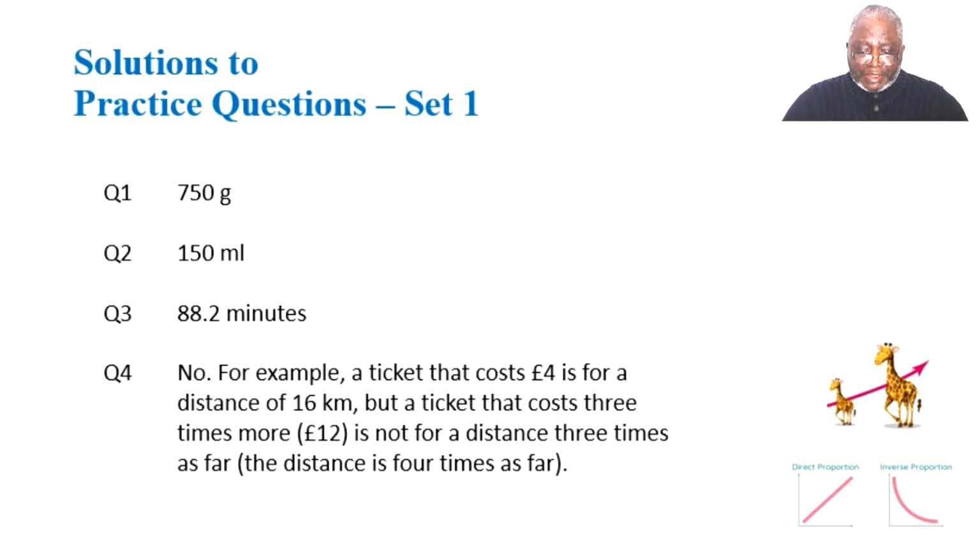For example, a ticket that costs £4 is for a distance of 16 kilometers. But a ticket that costs just 3 times more, £12, is not for a distance 3 times as far. You remember we're talking about direct proportion.